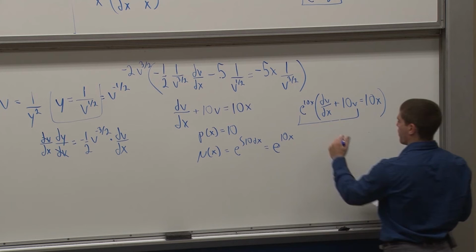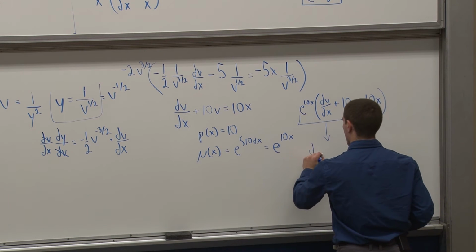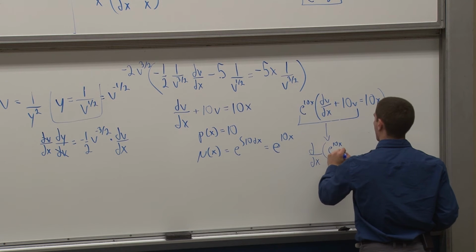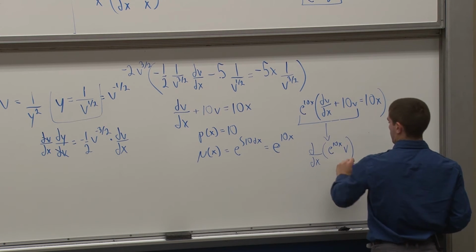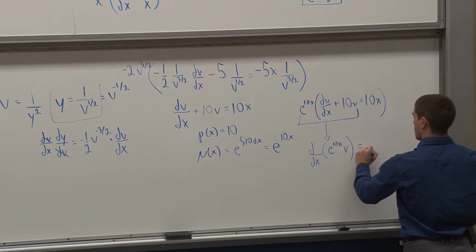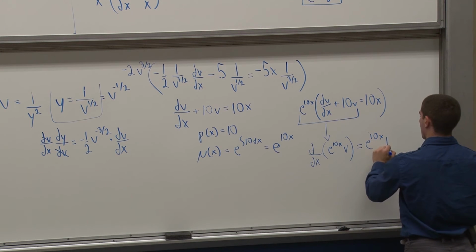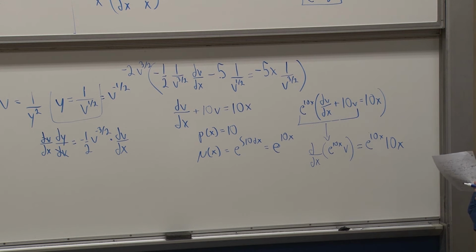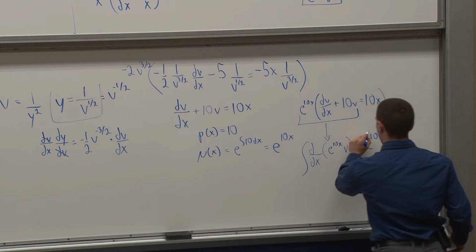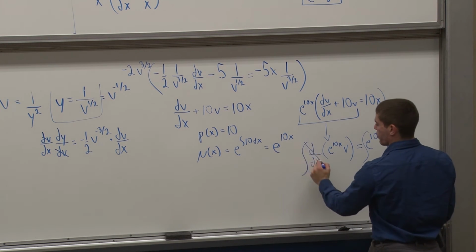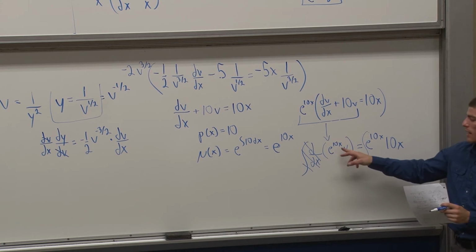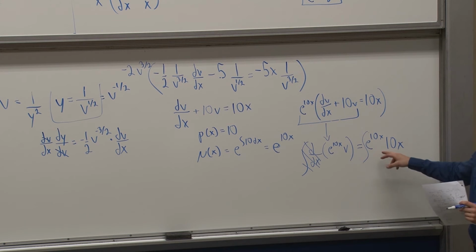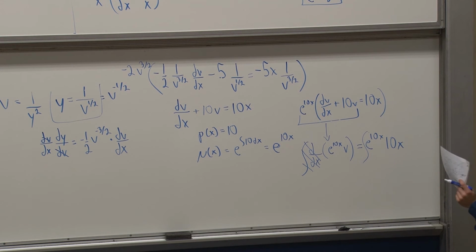Okay. So now, like I said, make this derivative in terms of x of mu of x, which is e to the 10x times v, equals e to the 10x times 10x. All right. So now we're going to have to integrate both sides. Once you integrate that, the integral of a derivative cancels out, and you're left with e to the 10x times v on this side. And the integral of this, we're going to have to do some integration by parts.